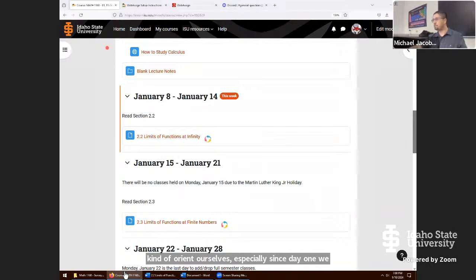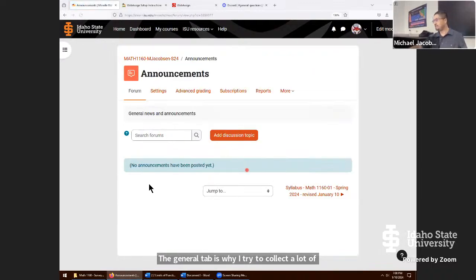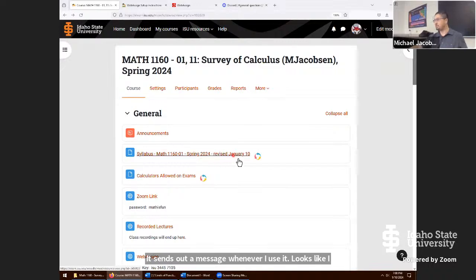So on the main Moodle website, the general tab is where I try to collect a lot of resources. I'm going to try to utilize the announcements forum here. It sends out a message whenever I use it. Looks like I haven't used it just yet. Then we've got the standard things like the syllabus.